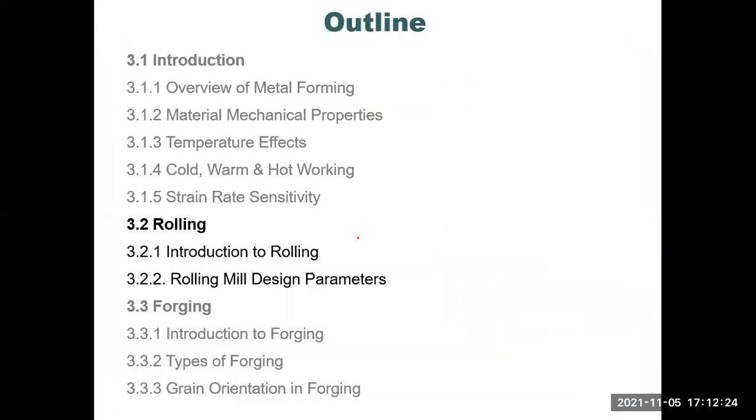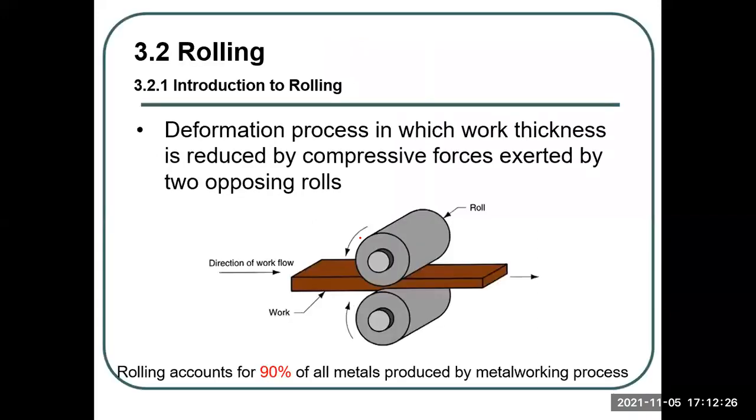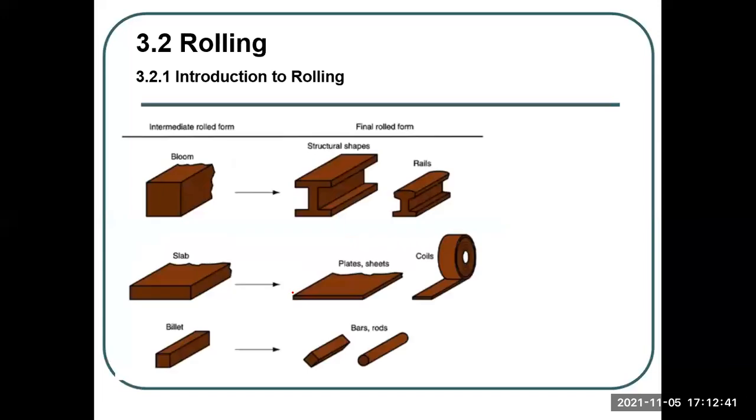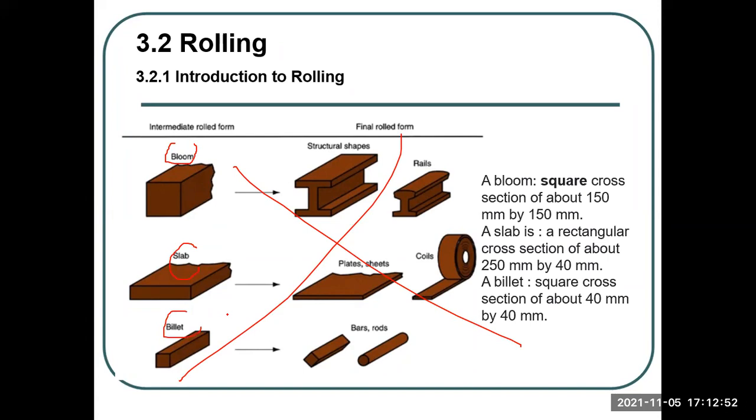So this is the first part. Then we move to rolling. Rolling is simply two rolls rotating in opposite directions, so the workpiece is squeezed forward. The rolls have two functions: one is to provide friction, the other is to squeeze the material to reduce its cross section. This one is not needed, but do remember bloom, slab, and billet, because they are quite often used in industry.